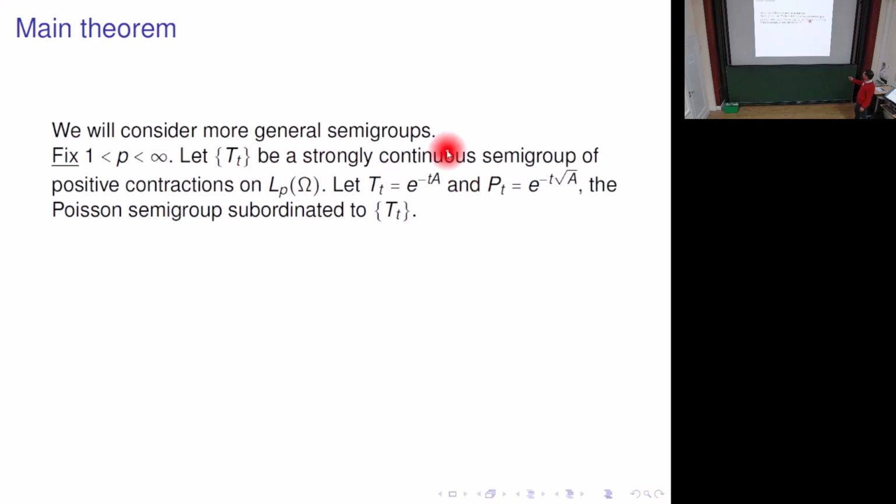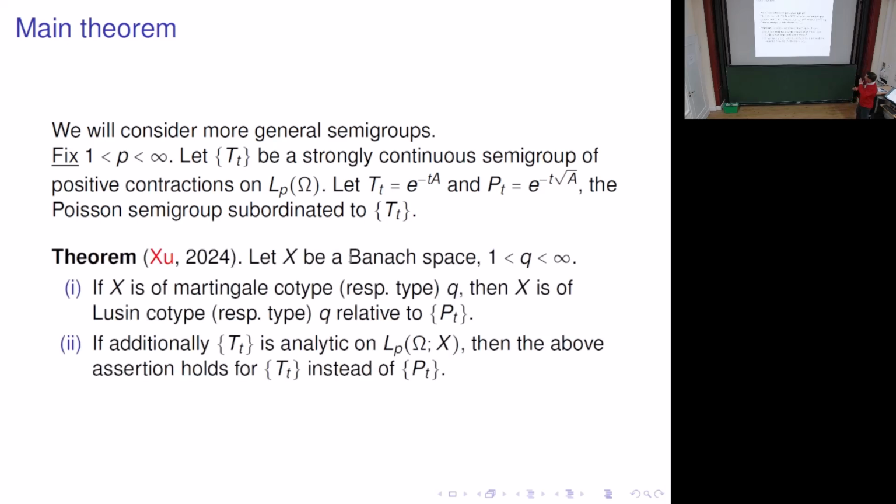Such a semigroup of course admits a generator, minus A, and we consider the so-called Poisson semigroup subordinated to T_t. The Poisson semigroup in general is better than the semigroup itself. Just think about the heat semigroup on a Euclidean space and the associated Poisson semigroup. So this is a result I proved just three years ago, during the first year of COVID. I just published it online this year.